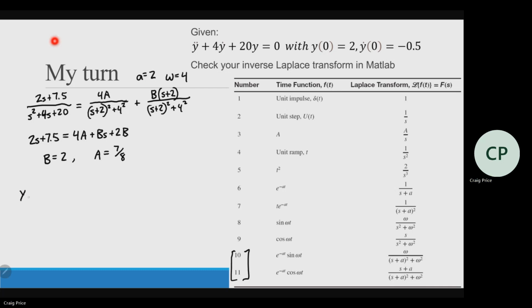So y as a function of time is equal to a, which is 7/8 e to the negative 2t sine 4t, plus 2, which is b, e to the negative 2t cosine 4t. So we're bringing those two equations back here once we find those constants. Is that those numbers right? They are, right? Yeah, okay, cool.